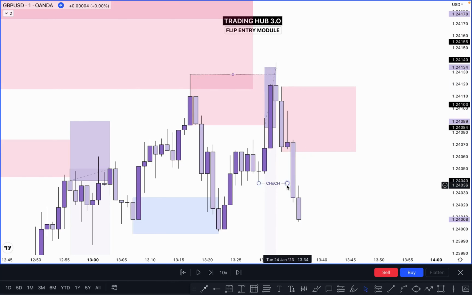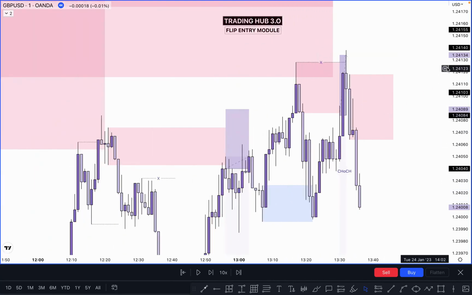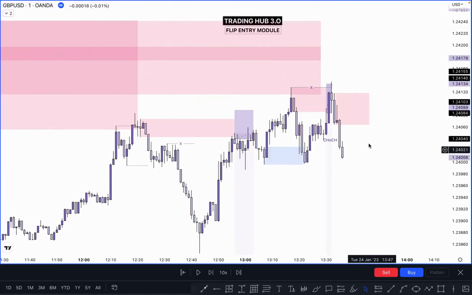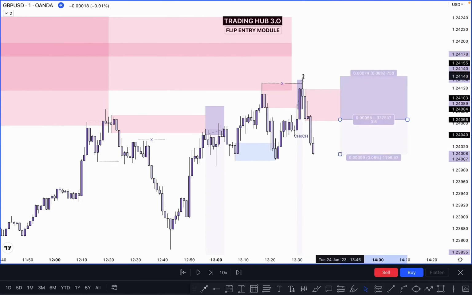This is our change of character, and this one is our unmitigated supply zone. This demand converted into supply. D2S flip entry model is here. Okay, and in this case, if the market does not create any inducement, then we can also sell here. Where is your entry? Here. And where is your target? And where is your stop loss? Stop loss just above it.